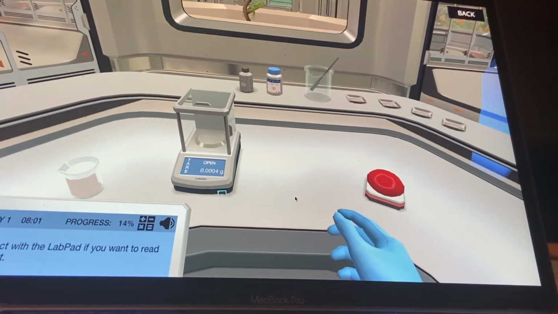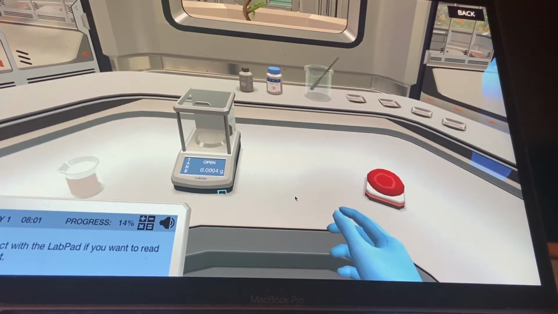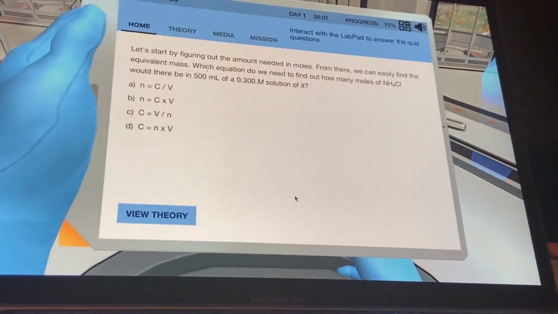As your solution has 3 significant digits, you need to be very careful and use the right equipment to ensure the concentration is accurate. Let's first figure out the mass of ammonium chloride you need for your solution. Let's start by figuring out the amount needed in moles. From there, we can easily find the equivalent mass.